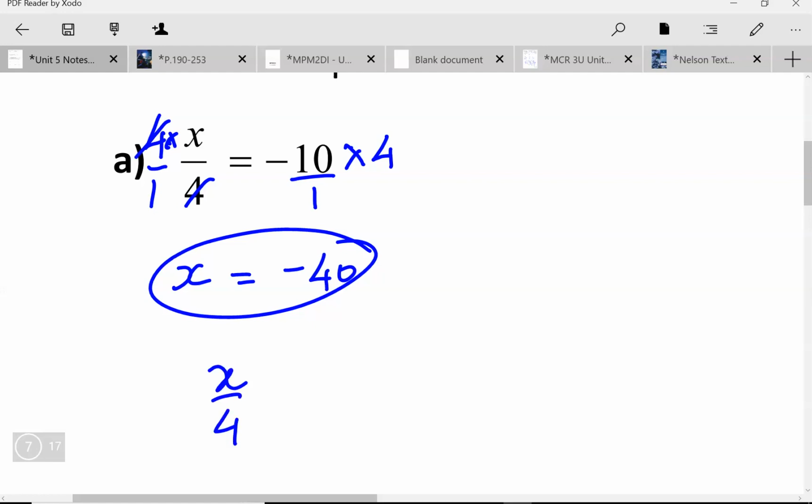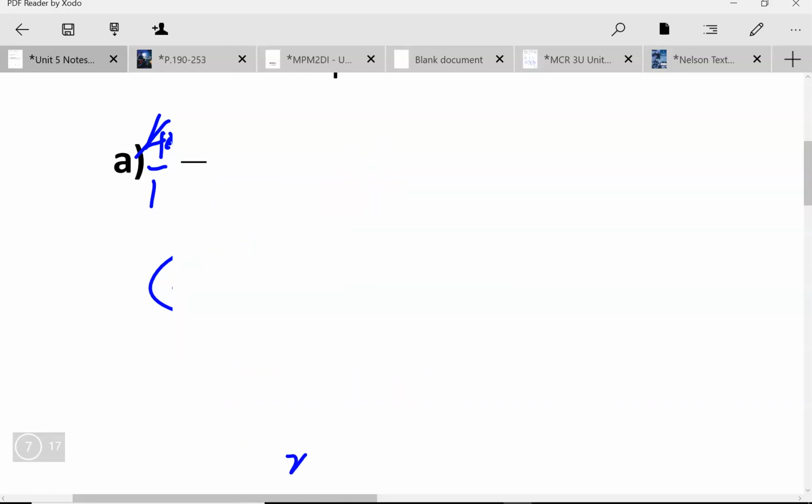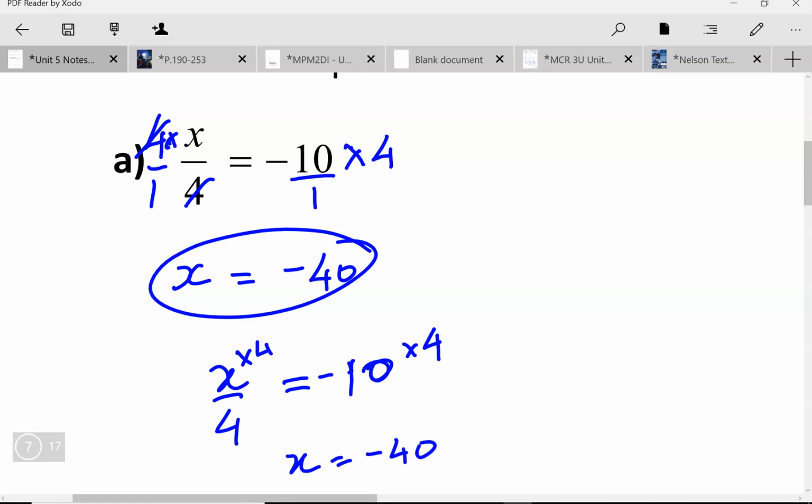What is another way to think about this? It's the same rules that we were using until now, right? The 4 is troubling my x, so I want to get rid of this 4. I'm going to multiply both sides by 4. x equals negative 40. Again, different ways of thinking about this. Are you doing the same thing? Yes, you are.